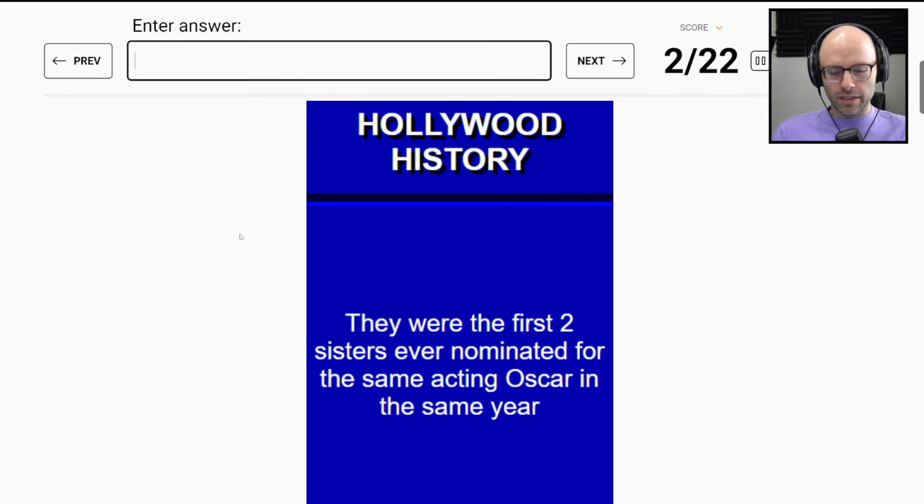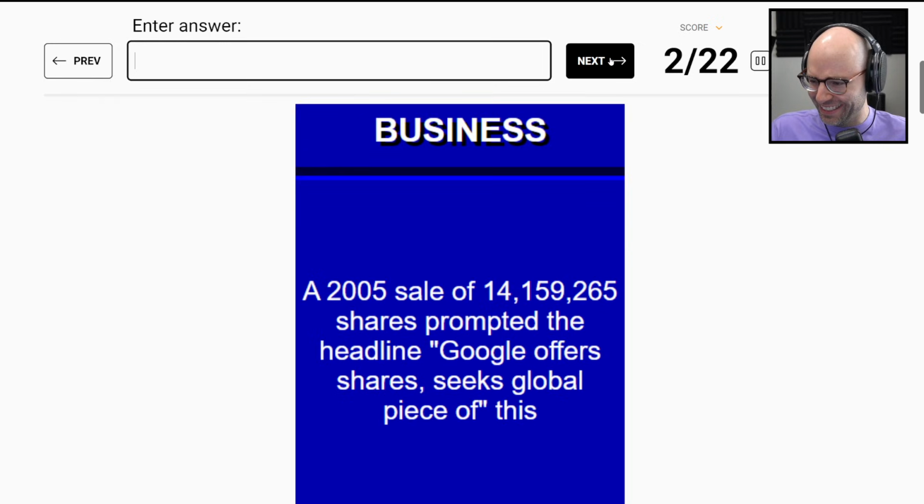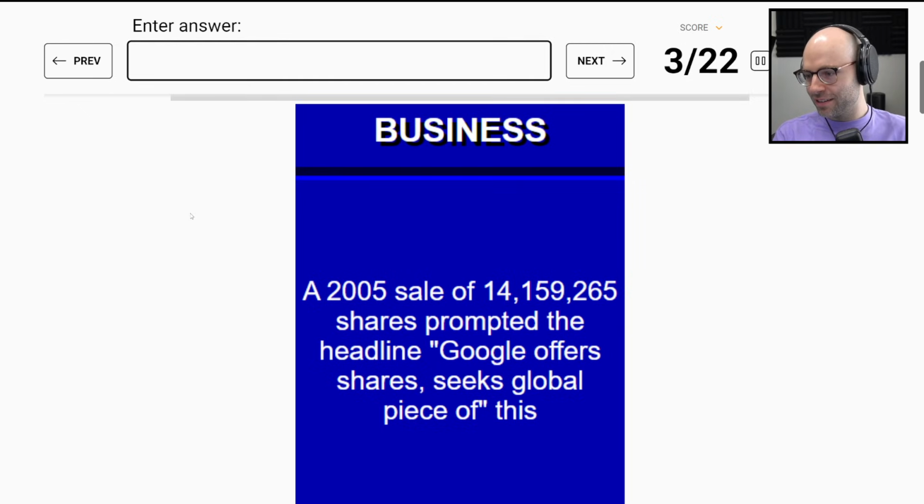Hello. These were the first two sisters ever nominated for the same acting Oscar in the same year. Katharine Hepburn and Audrey Hepburn, who are Tia and Tamara Lowry. Oh, man. A 2005 sale of 14,159,265 shares prompted the headline, Google offers shares, seeks global piece of pie.